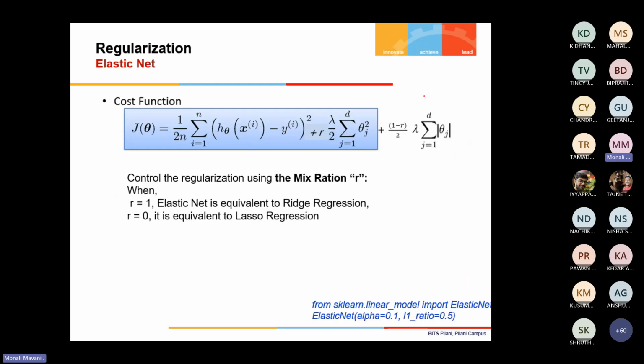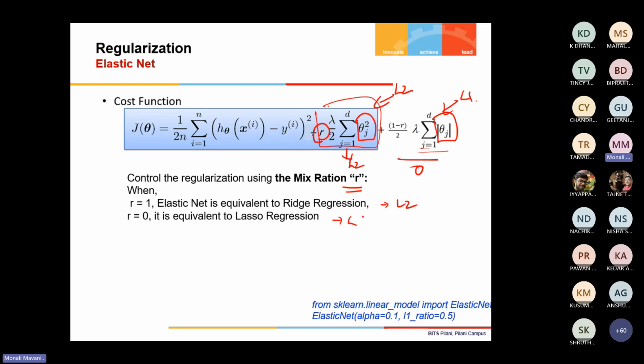Now there is a third regularization, elastic net, a simple mathematical convenience, where we are combining L2 and L1. How much L2 and how much L1 regularization we want to add to our cost function, we control with this mix ratio R. So if I put R equal to 1, this term will become 0, and it will become like L2 regularization. When R is 0, this entire term will become 0 and our L1 will stay.